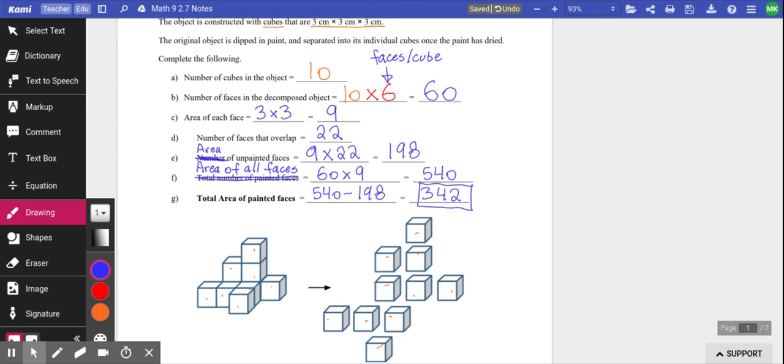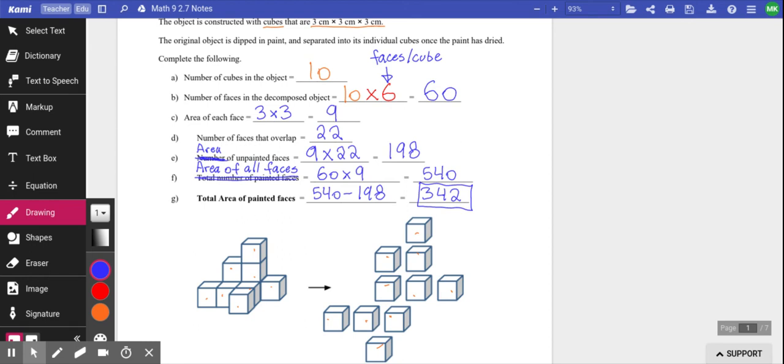Another way you could tackle this question is to try to figure out how many sides you can actually see, and then just do the area of all those times 9. That would also work. It's just sometimes we miss faces when we're counting shapes like that. Sometimes it's easier to do the overlap. It's up to you and what you kind of envision.